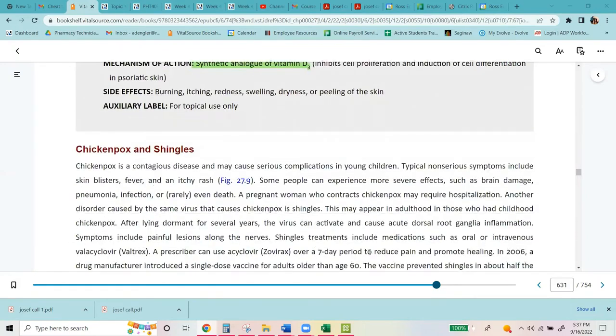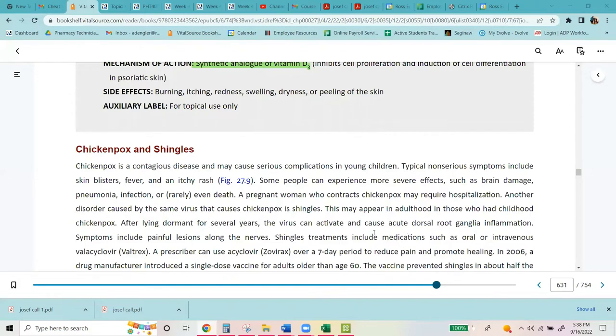Chickenpox is a contagious disease and it may cause serious complications in young children. Typical non-serious symptoms include skin blisters, fever, and an itchy rash. Some people can experience more severe effects such as brain damage, pneumonia, infection, or rarely even death. A pregnant woman who contracts chickenpox may require hospitalization.